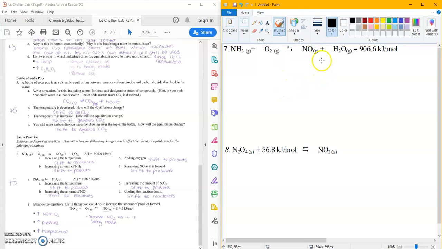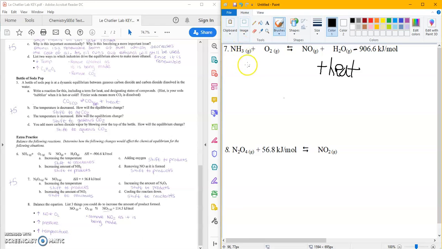So we're going to have this as a negative. Negative means that it's exothermic, so that means heat is going to be on the product side. All right, and that's an E. Sorry about that, guys. I think my pen is getting tired. Looking at this, when it says increase the temperature, you're increasing the products, so you would need to make more reactants.